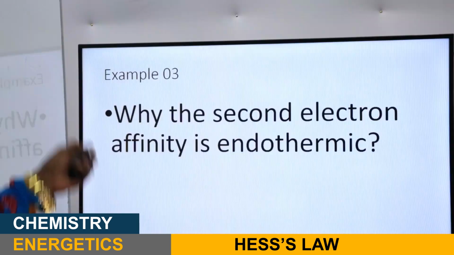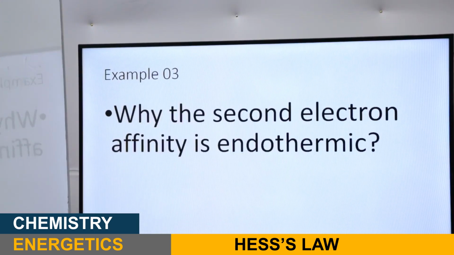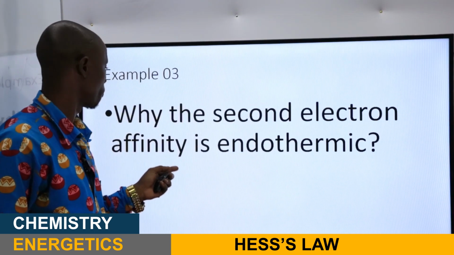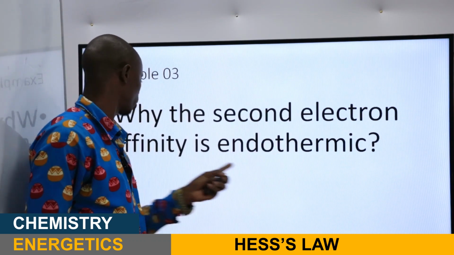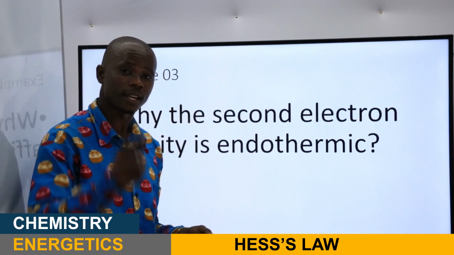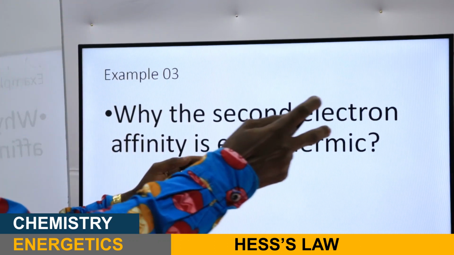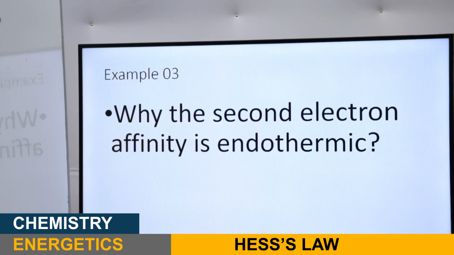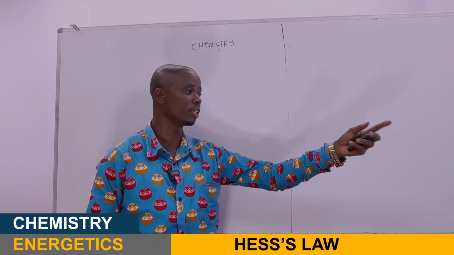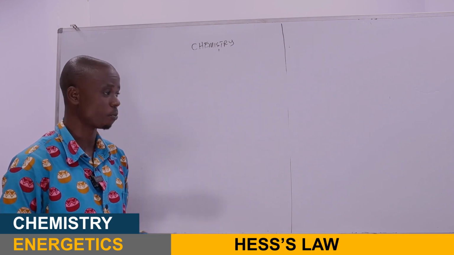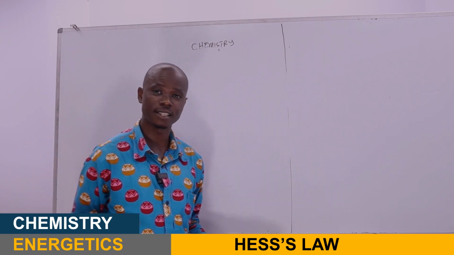Now, my dear student, we have the third example there. The third example says, why is the second electron affinity endothermic? That is the question. My dear student, that is also another way when this question might come. If you are given that question, how are you going to answer it? It is a very simple one. It doesn't need a calculation.